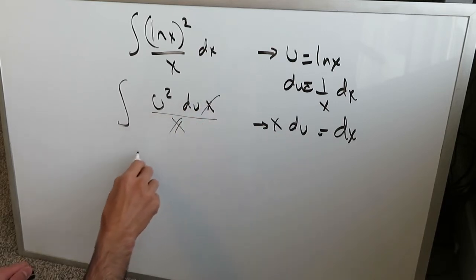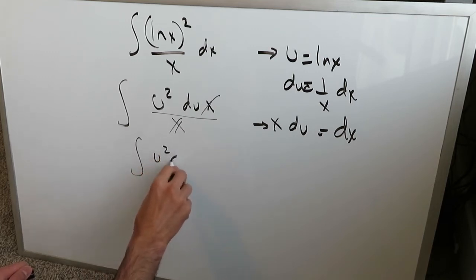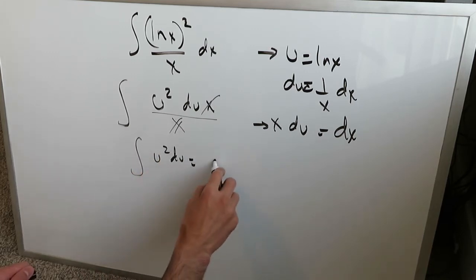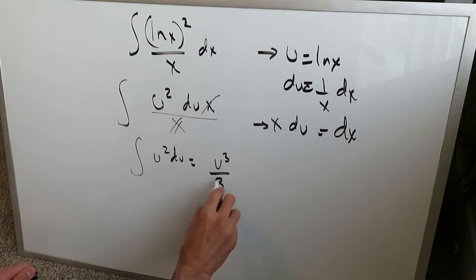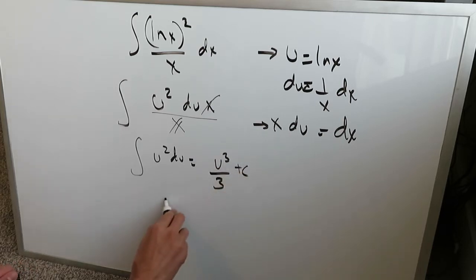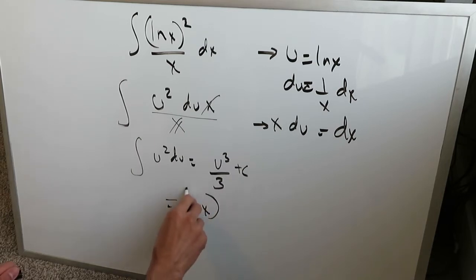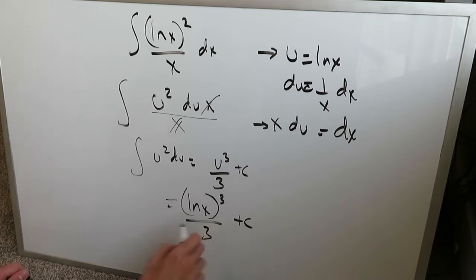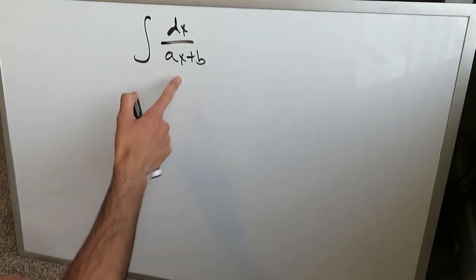These x's cancel out. You're basically left with u squared du, and when you do that integration, you get u cubed over 3 plus c. When you resubstitute u for natural log x, you get natural log x all cubed over 3 plus c, and this right here is your final answer. Easy question.